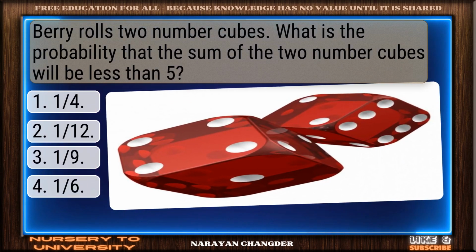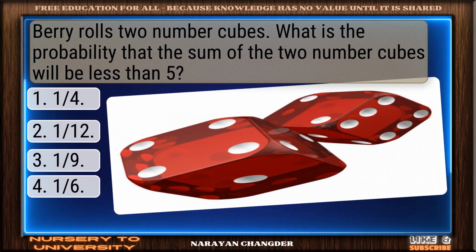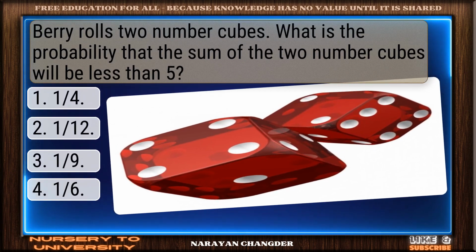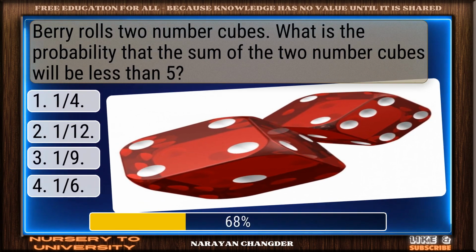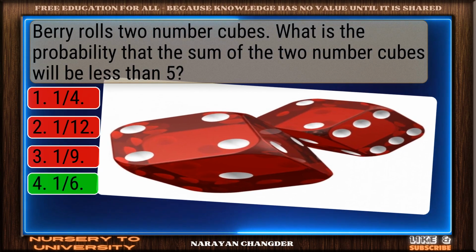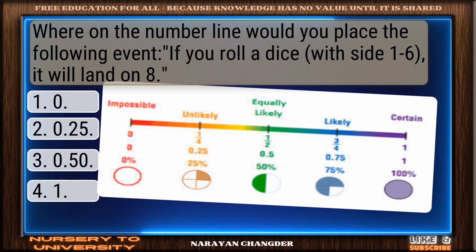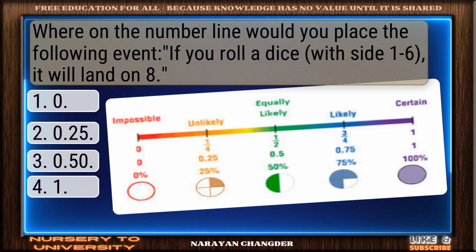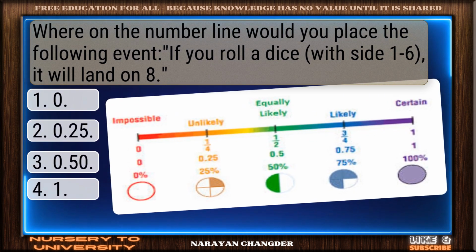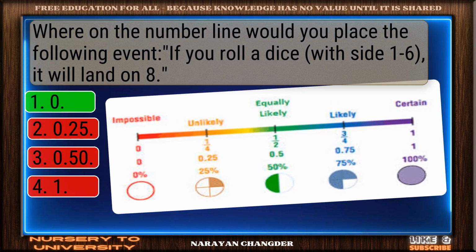Berry rolls 2 number cubes. What is the probability that the sum of the 2 number cubes will be less than 5? Well picked. 1/6 is correct. Where on the number line would you place the following event? If you roll a die, it will land on 8. Smart pick. Zero is correct.